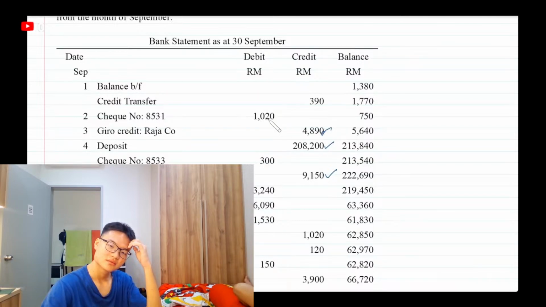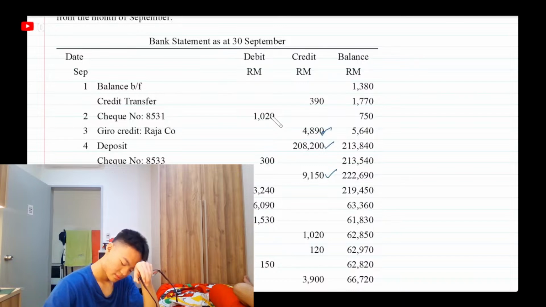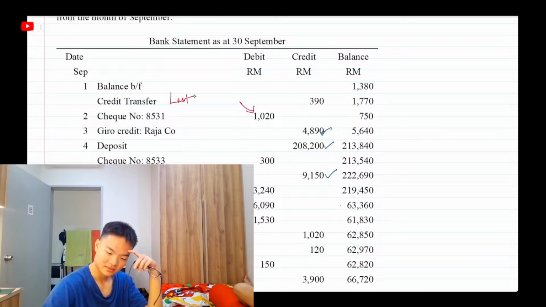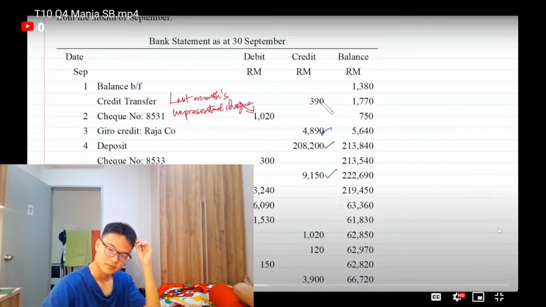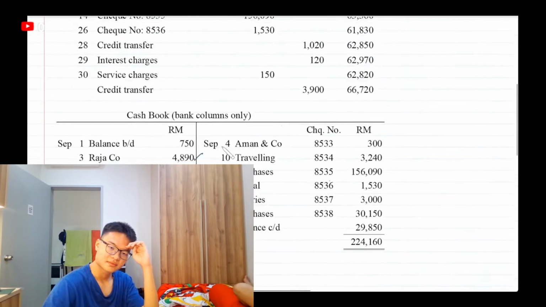You understand? This check was issued last month, so it was in last month's cash book, but it's only presented for payment this month. That means last month this check was an unpresented check. Right? I'll just put note here. This was last month's unpresented check. This 390 ringgit credit is not anywhere here, not any debit.